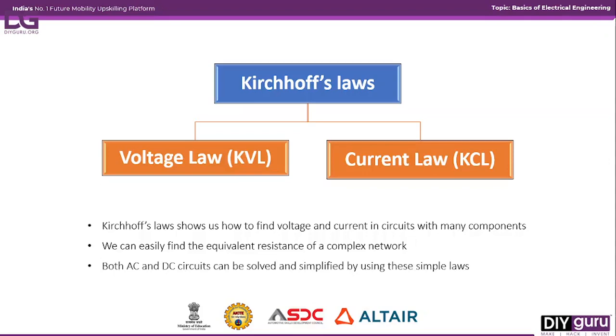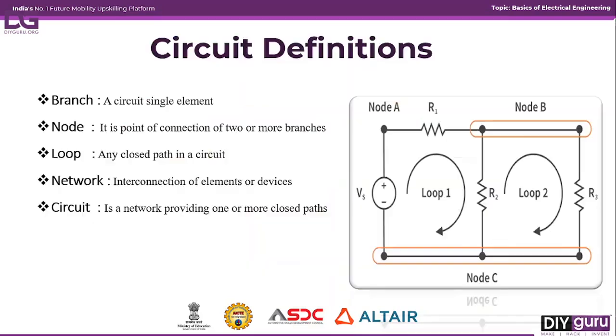Even though the circuit has many components, we can easily find the voltage across any element and the current through any element by using the Kirchhoff laws. We can also easily find the equivalent resistance of complex networks. These Kirchhoff's laws are applicable for both AC and DC circuits, so we can solve any circuit using them. Now we'll see one by one what KVL is and what KCL is.